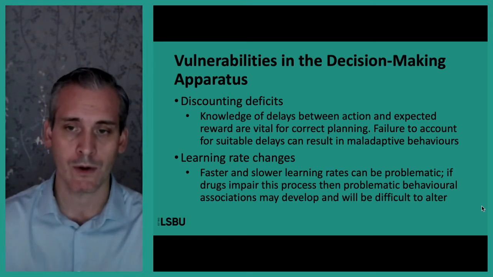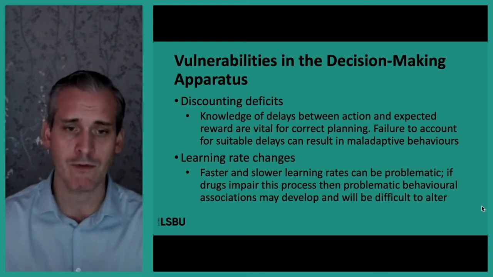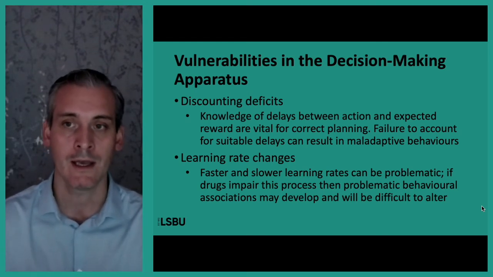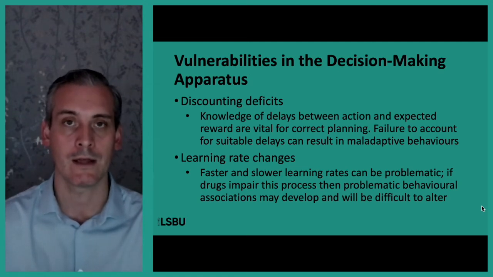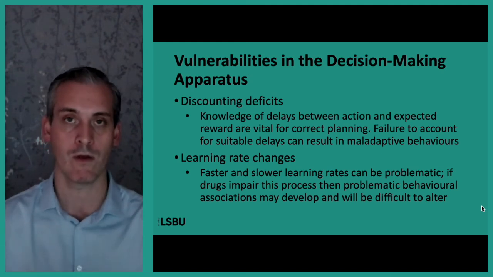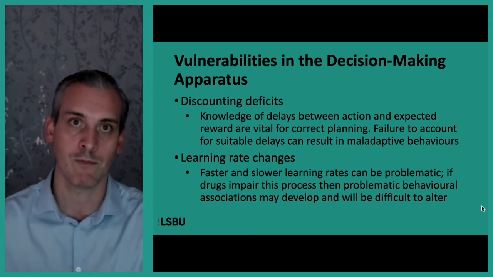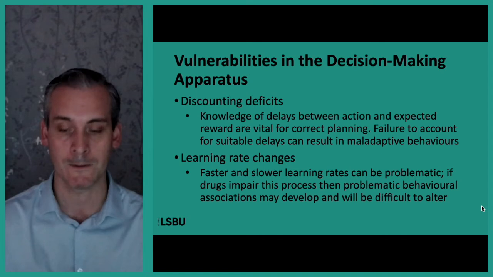Learning rate changes as well can be problematic in that drugs can impair these processes, meaning that behavioural associations develop and they can be difficult to alter. What this means is faster and slower learning, in terms of how quickly you learn certain things and how quickly drugs in particular can have an impact on your speed of learning. Going back to the sessions on learning theory, this idea of contiguity and this idea that certain drugs have a very euphoric and rewarding effect. These differences in learning rates between addictive behaviours and other forms of behaviours can also play a role in skewing our decision-making and choices.